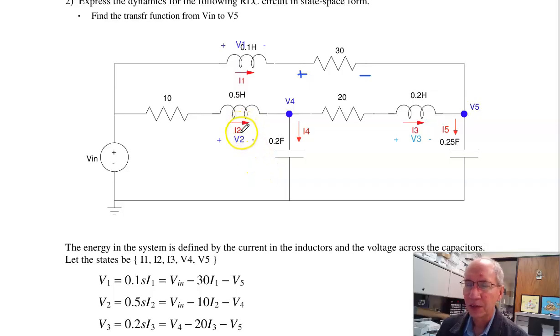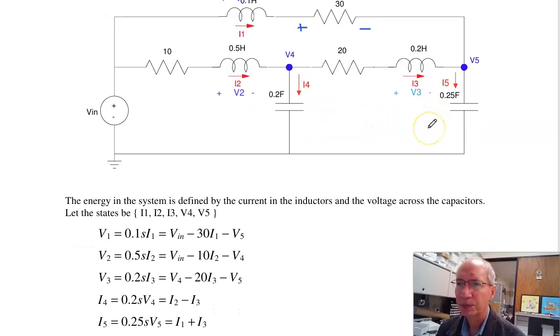Second inductor, V is L di/dt, so V2 is 0.5 sI2. Voltage on the left is Vn minus 10 I2. Voltage on the right is V4. Third inductor, V is L di/dt. Voltage on the left is V4 minus 20 I3. Voltage on the right is V5.